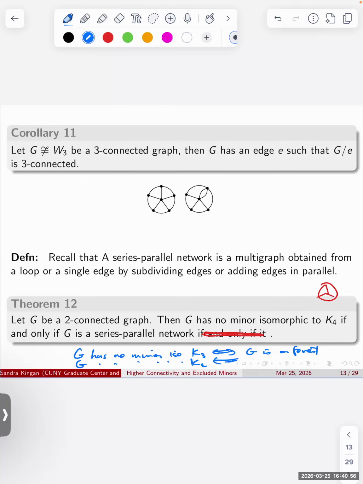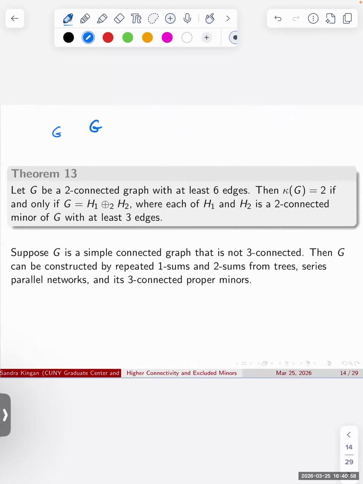All right, moving on. Any questions so far? All good? Yeah, so then we had that result that kappa G is equal to 1 if and only if G could be written as the one sum of its proper minors, right? So the analogous result for two connected is here.